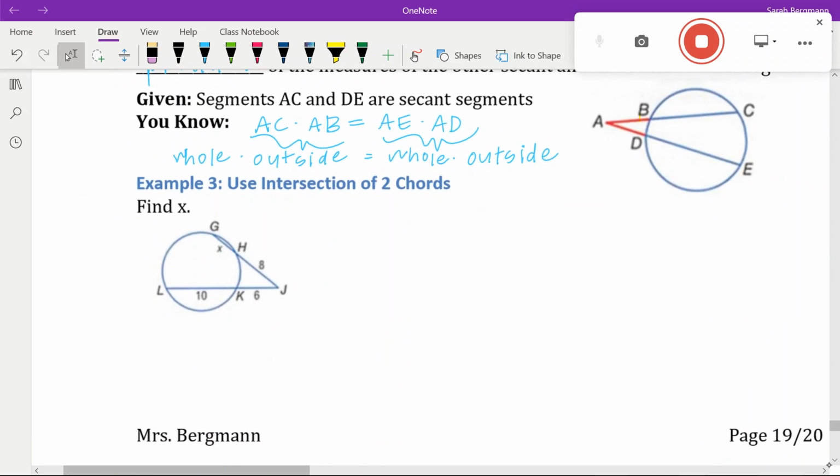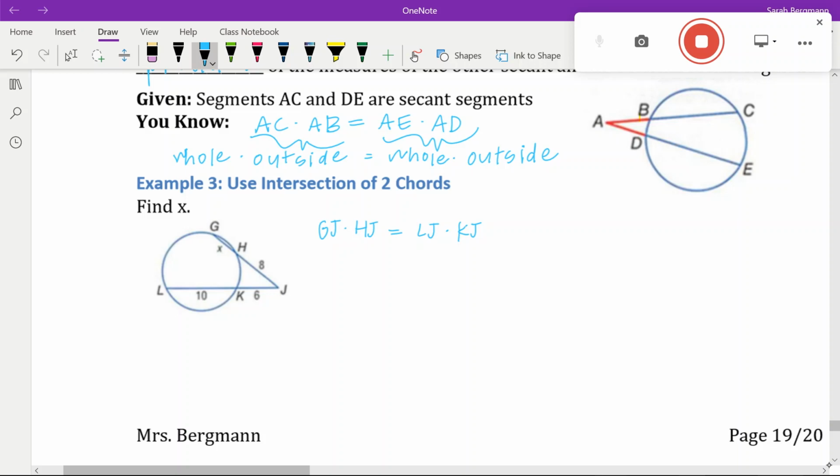Let's try this in an example. These are two secants because they pass through the circle at 2 points and they intersect outside the circle. So I know that I'm going to set it up whole times outside. Let's focus on this secant segment first. The whole segment would be GJ. The outside piece would just be HJ. Now we're going to look at the other secant, LJ. The whole secant segment is LJ, and we have to multiply that by the outside piece, which is just KJ.